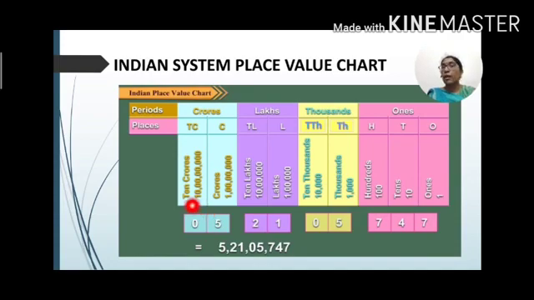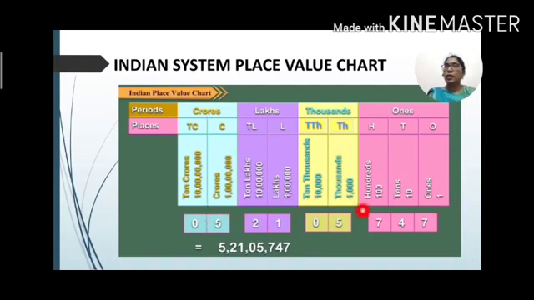Now when you move from left hand side to right hand side, its value decreases 10 times. Here in 10 crores place, how many zeros do you have? You have 8 zeros. When it comes to crores place, you have only 7 zeros. When it comes to 10 lakhs place, you have 6 zeros. Lakhs place, you have 5 zeros. 10,000s place, you have 4 zeros. When it comes here, you have 3, here 2, here 1, and here no zeros at all.